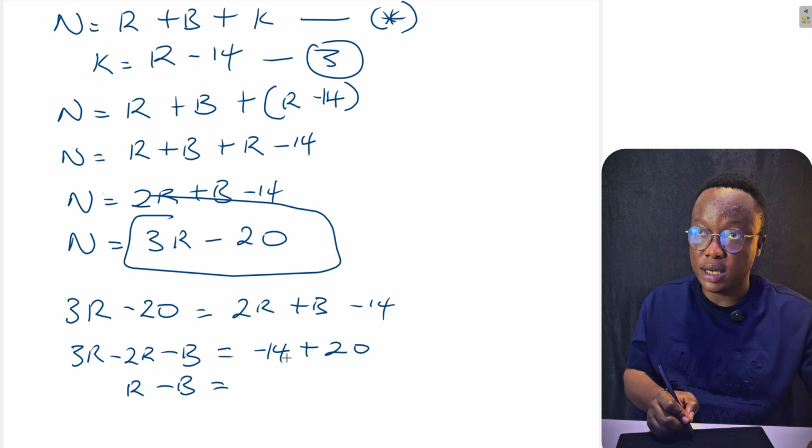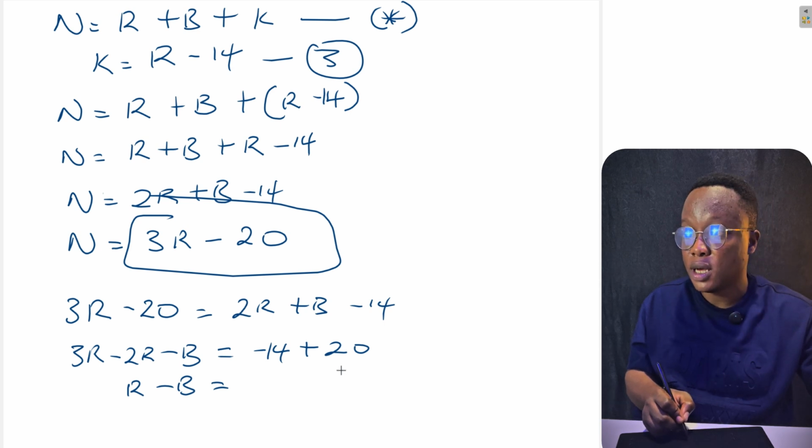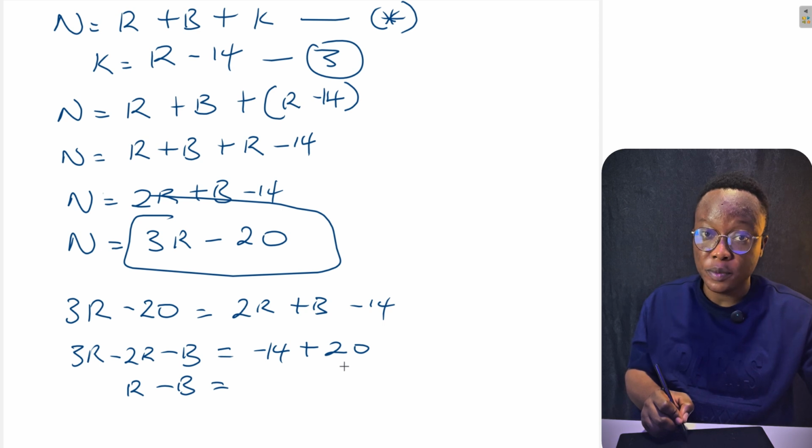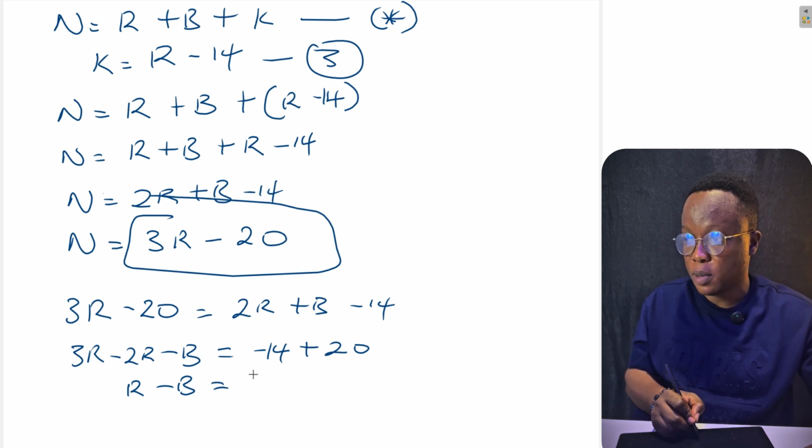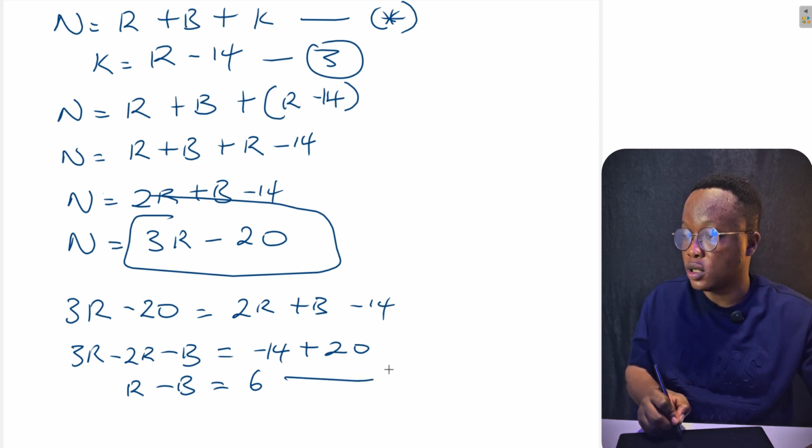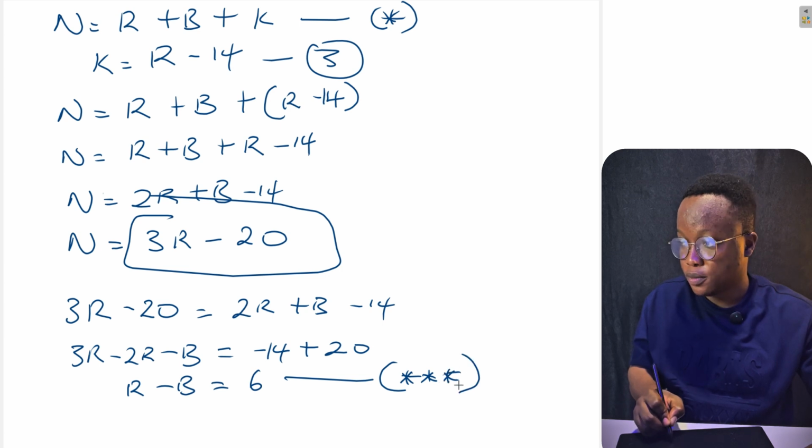That's like saying you owe a debt of $14 or £14 or whatever, and now you have made £20. After you pay off your debt, how much do you have left? You have £6 or $6. So we have another equation. Let's call this equation star, star, star.